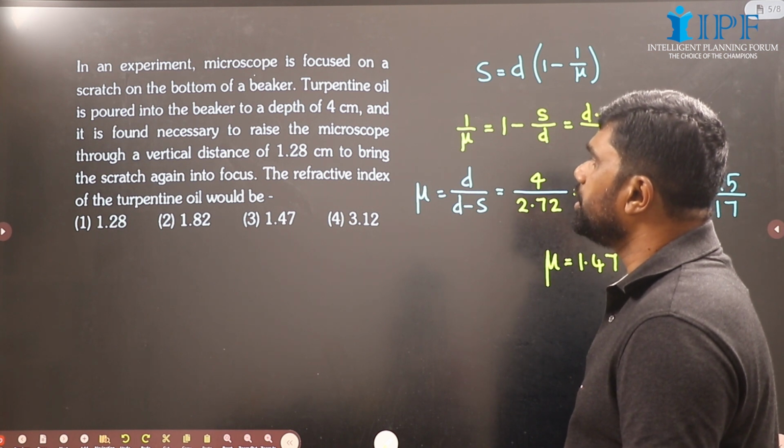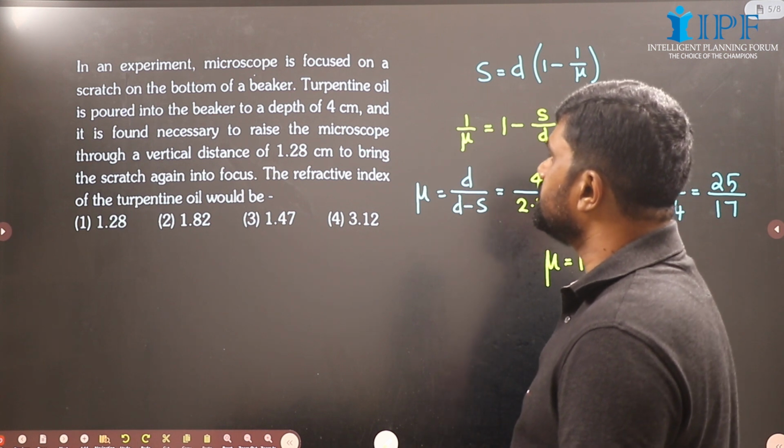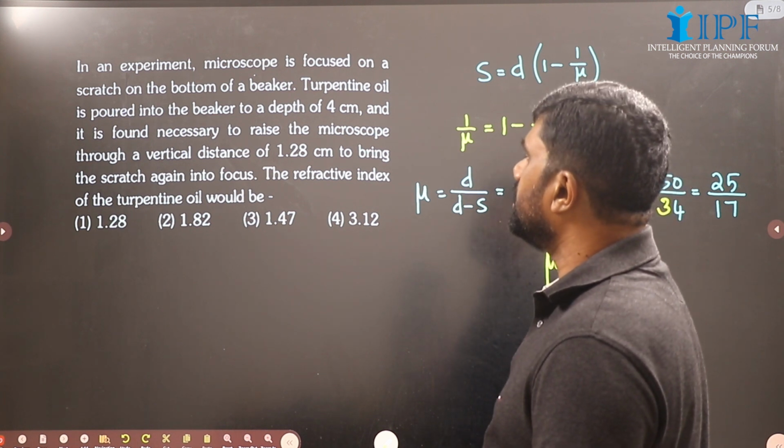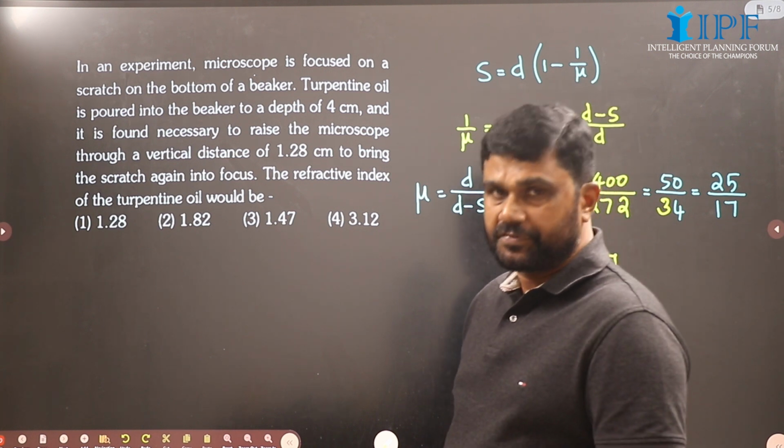Now in an experiment, a microscope is focused on a scratch on the bottom of a beaker. Turpentine oil is poured into the beaker to a depth of 4 cm, and it is found necessary to raise the microscope through a vertical distance of 1.28 cm, that is the shift.